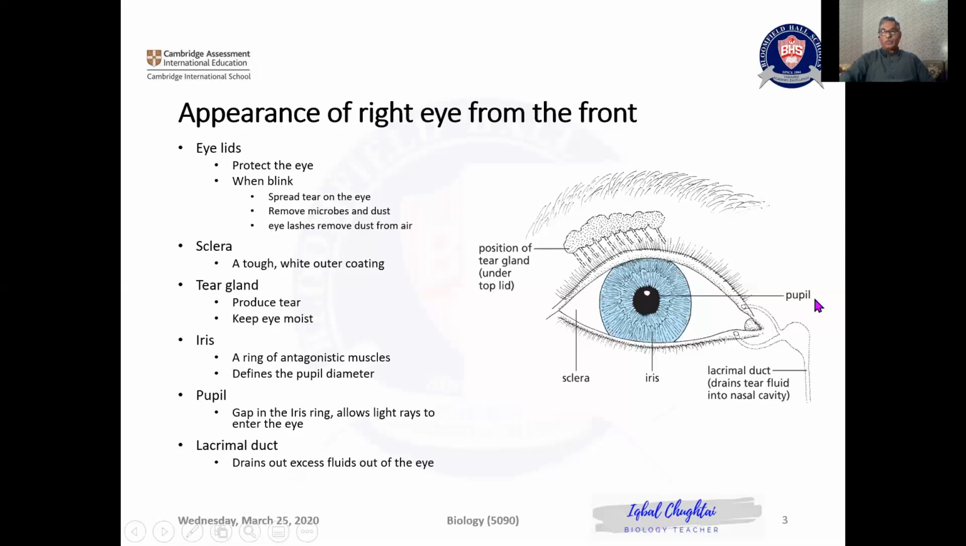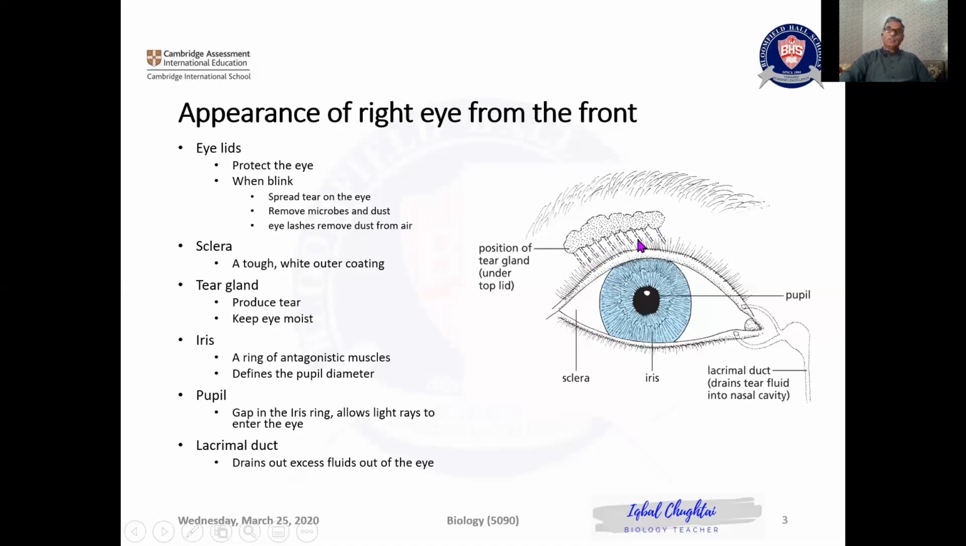Then we have this white part. This white part is known as the sclera. This sclera is white, tough and hard, and it mostly carries blood supplies that provide nutrients and oxygen to various parts of the eye. Then we have this tear gland.